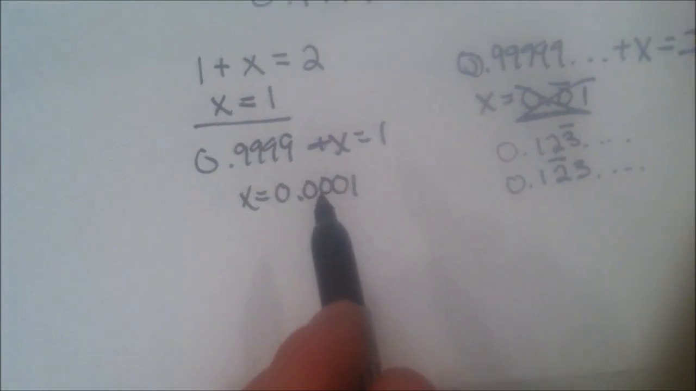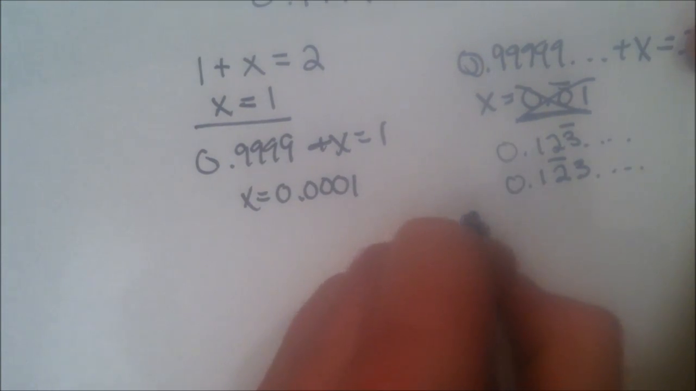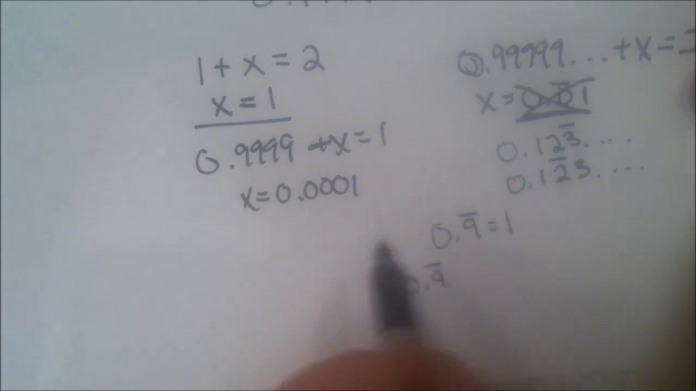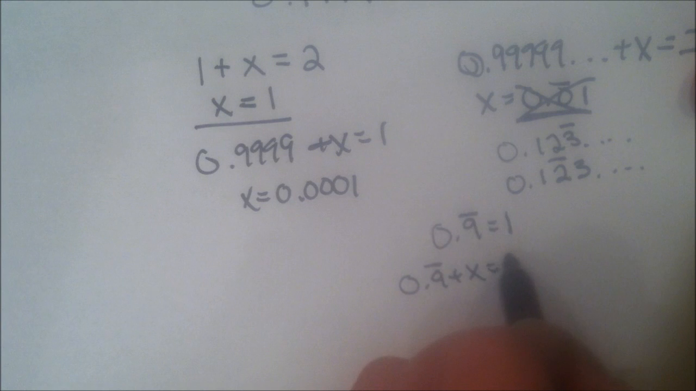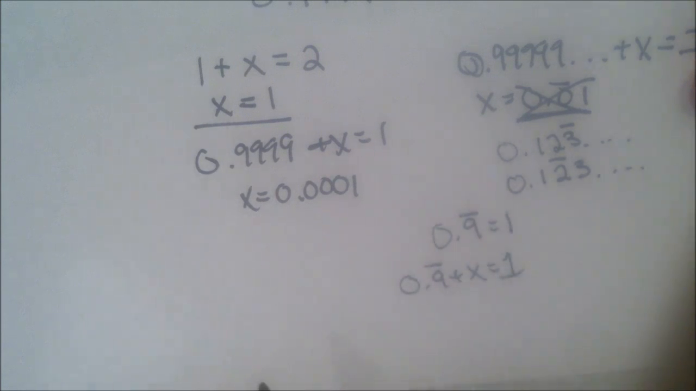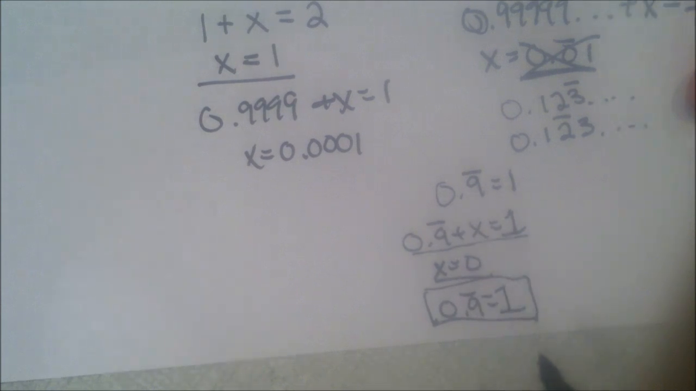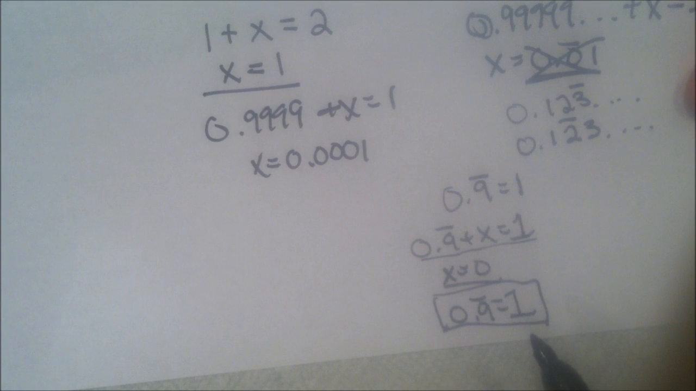And this is why our 0.9 repeating equals 1 holds true. Because if you have 0.9 repeating plus some number x equals 1, the only solution we have for this problem is x equals 0. And if x equals 0, then it can just simply fall out of this equation and we get 0.9 repeating equals 1. And that is the intuitive reason why 0.9 repeating really does equal exactly 1.